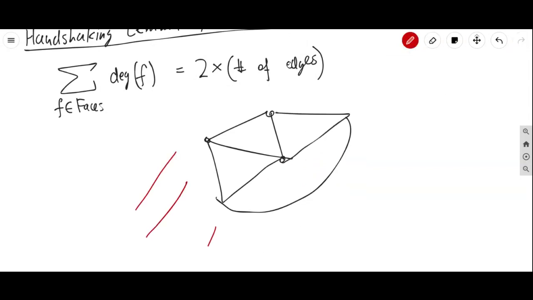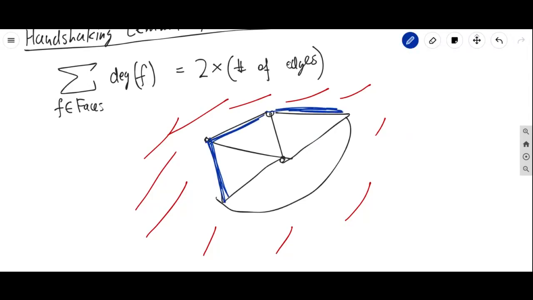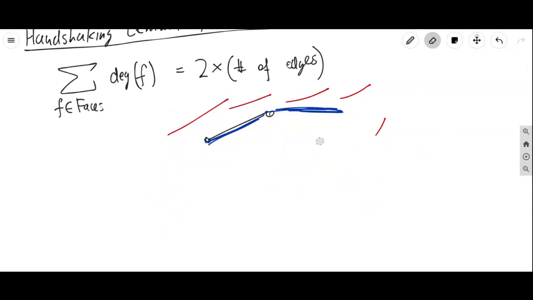So when it's embedded in the sphere, you also have this region on the outside. So this would be a face. And for that face, you have a large degree number because all of these are the edges that are contained in your face. So then the degree would be 1, 2, 3, 4. So this outside face would have degree equal to 4. So that's the same exact idea.